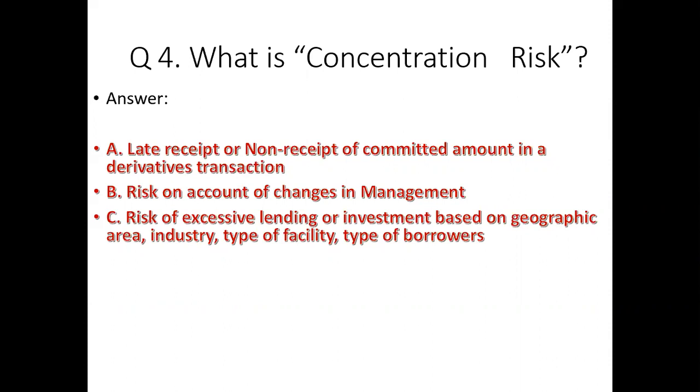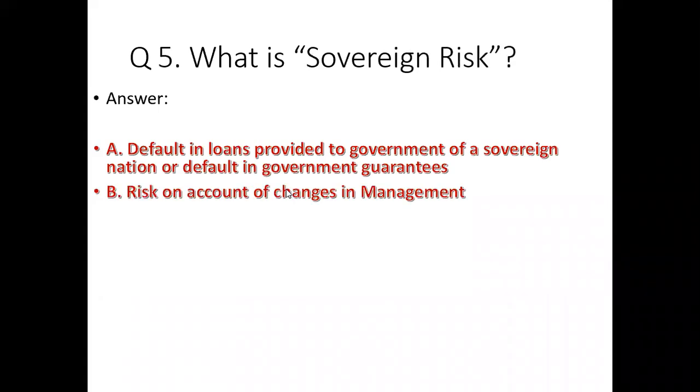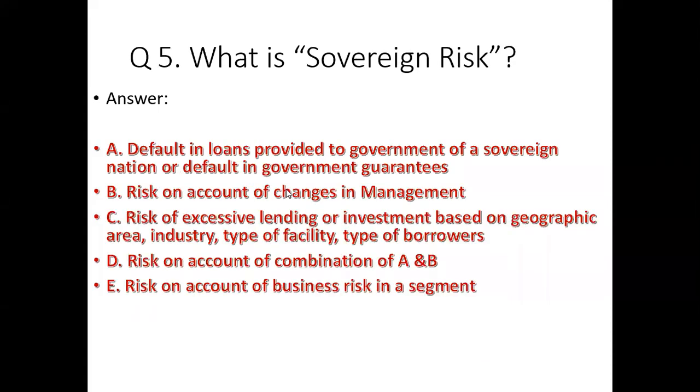Okay, so question number 4. Concentration risk, all of you are familiar. Whichever you know, I will not focus on that. So the answer is excessive lending to a particular group of borrowers or a particular industry. It is called what? Concentration risk. What is sovereign risk? I think all of you know: the default on the part of the government. Correct, boss? Are you all with me? Yes or no? Just a brushing of memory, boss. Nothing is new, you are only remembering the points.